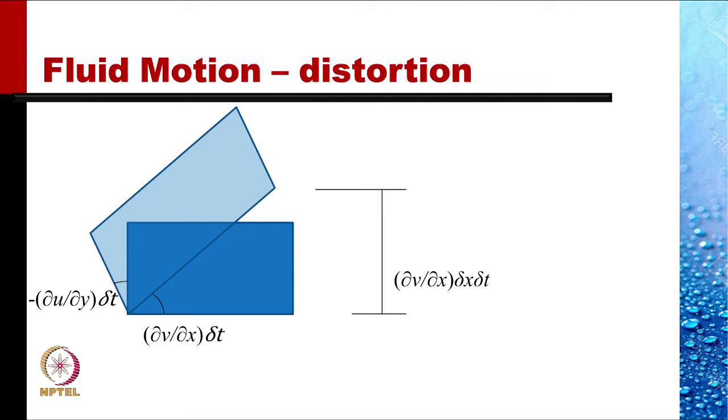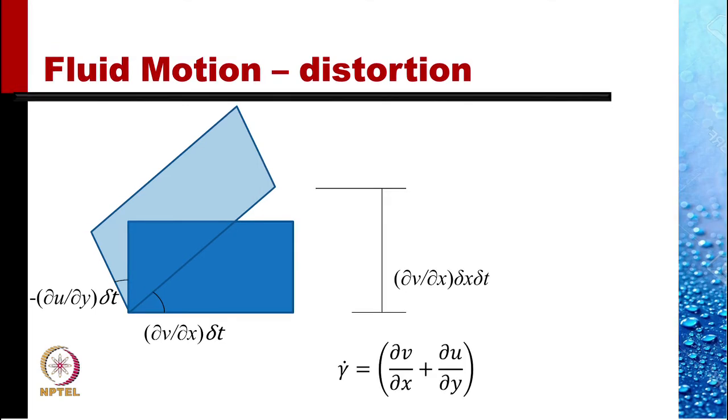But what is the distortion? One side is moving counterclockwise, the other side is also moving counterclockwise. So we can find the distortion. We can find the distortion by subtracting the two rotations, and the rate of distortion per unit time is now given by 1/2 of dv by dx plus du by dy.